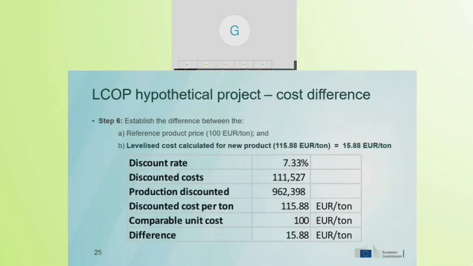Then we establish the difference between the reference price, which is a price, not a unitized cost, important to remember that, and we get a difference. Now, the expectation obviously is that the unitized cost of production is going to be more expensive than the reference price. And then we establish the difference between these. Once that difference has been established, we multiply that by the discounted production over the lifetime of the project, and we then calculate what the levelized cost minus the reference cost is for the full set of discounted production units over the lifetime of the project. Next slide.